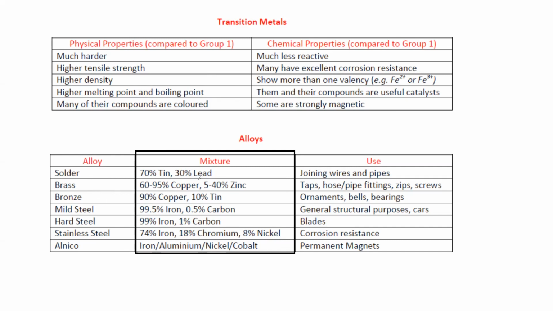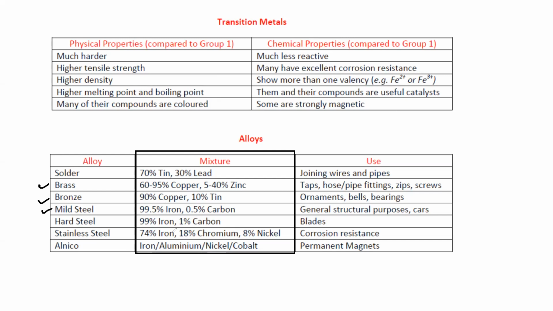Brass is there, which is an alloy of copper and zinc. You have to learn about brass specifically. It is used for taps, hose pipes, fittings. Bronze is there, which is a mixture of copper and tin, used in ornaments, bells, bearings.